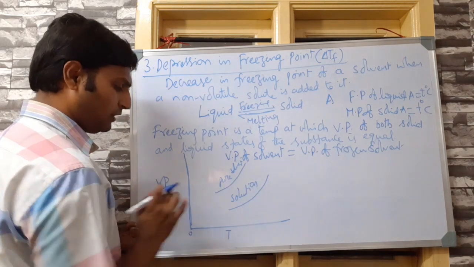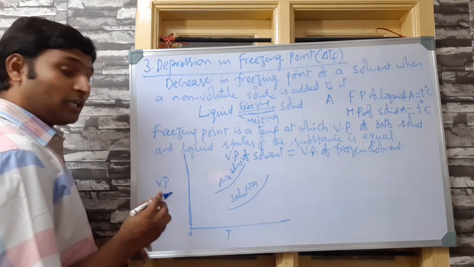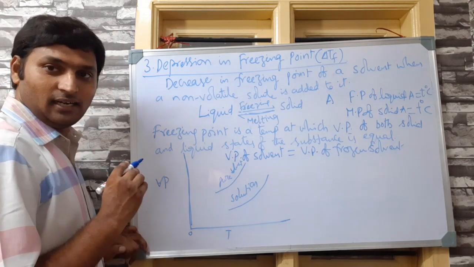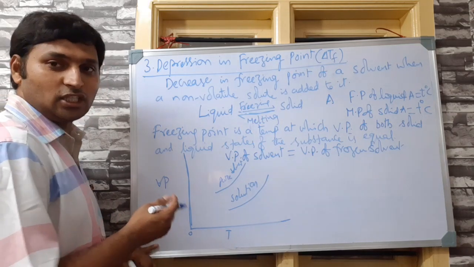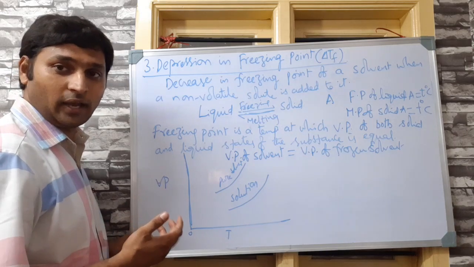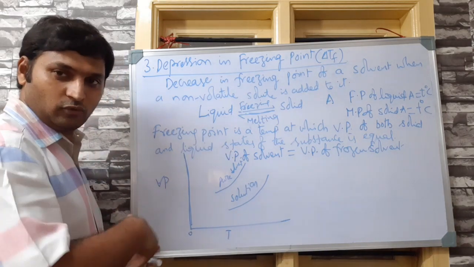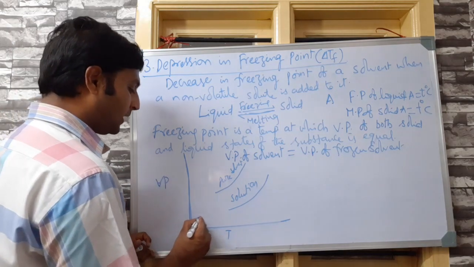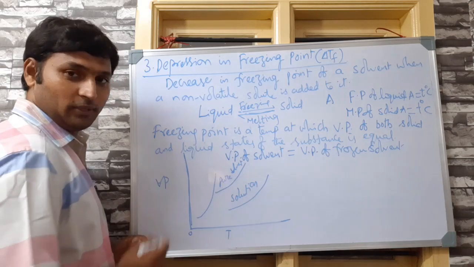Okay, solution graph will be below. Now assume the vapor pressure of solid, how it varies. You know very well, vapor pressure of solid does not change much because solids evaporate to very little extent. That's why even if you increase temperature until it turns into liquid, vapor pressure doesn't change much. So you expect the vapor pressure of solid to be something like this.